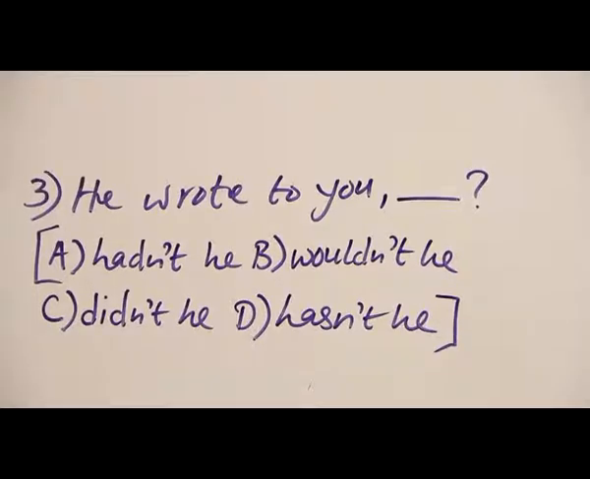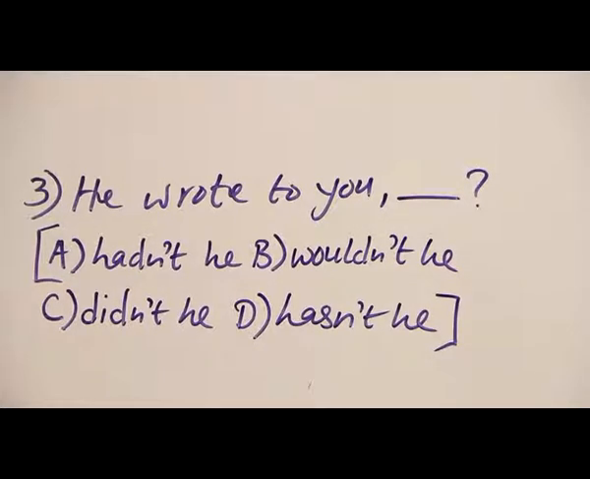Question number three. He wrote to you, dash. Meaning that we should supply the tag. Now, we look at the options. A, he wrote to you, hadn't he? B, wouldn't he? That is, he wrote to you, wouldn't he? C, didn't he? That is, he wrote to you, didn't he? And then D, hasn't he? That is, he wrote to you, hasn't he?